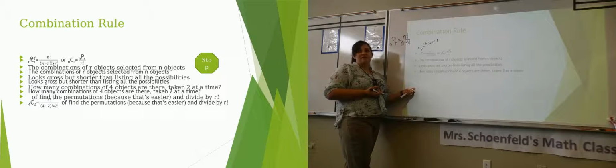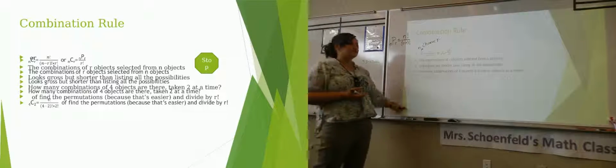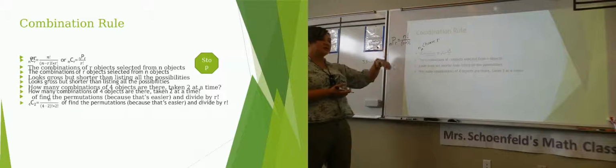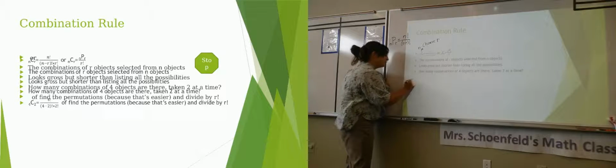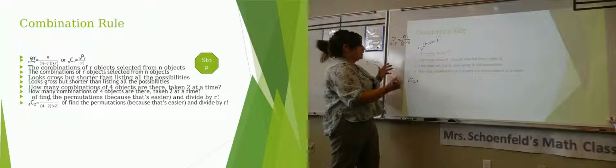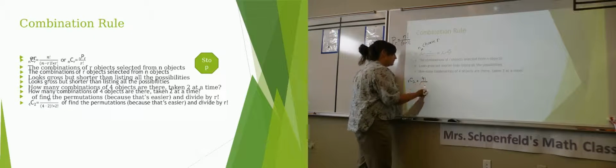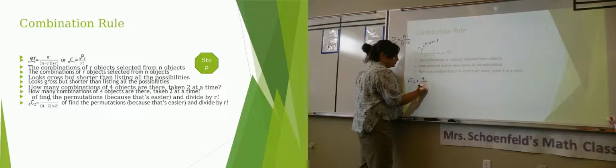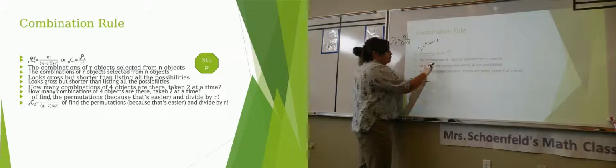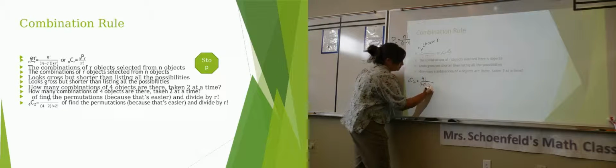Still, the reason why we do it is it's shorter than listing all those possibilities. Can we stop now? No, we're going to do a few of them, but this is the last sort of thing we're doing. How many combinations of 4 objects are there, taken 2 at a time? So what that looks like is 4C2. So I have 4 factorial over 4 minus 2, also factorial, times my r factorial, which is again my 2 factorial.